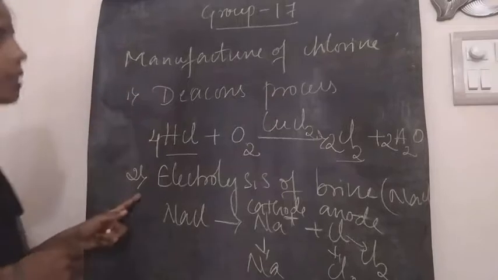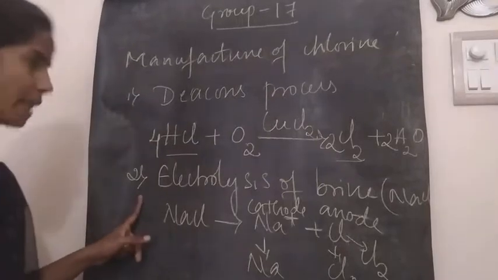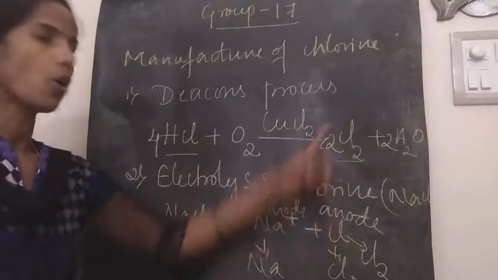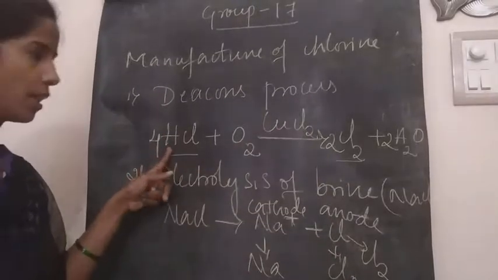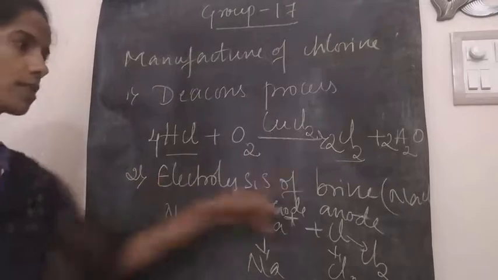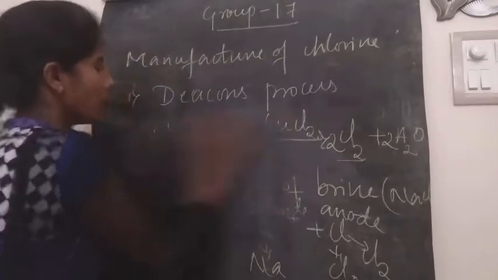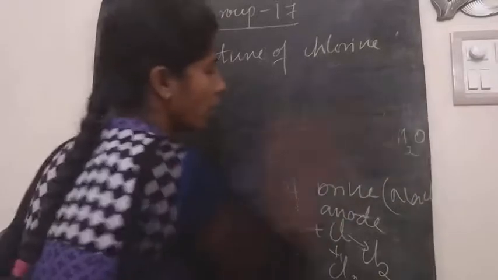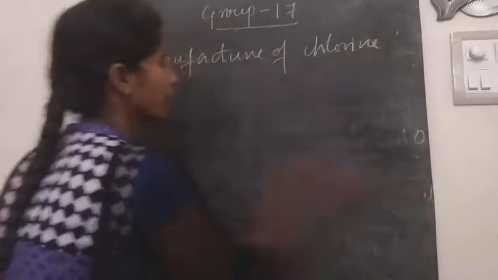These two are the manufacture methods, meaning in the large scale the Cl2 gas is obtained by Deacon's process, by the oxidation of HCl, and by the electrolysis of brine. These are the two methods used for the manufacture of chlorine on a large scale.